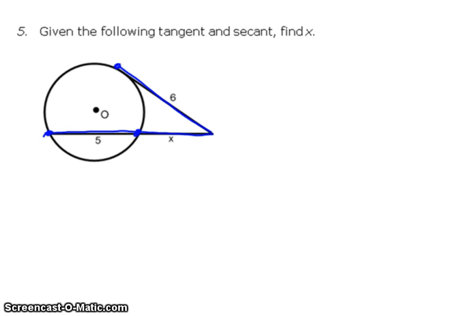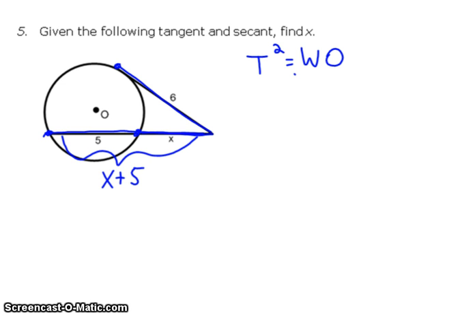Now, the formula that we had discussed in class throughout the week is T squared equals WO, which again stands for the tangent squared equals the whole secant times the outside, which is right here. Okay, now, first thing that you should do in your diagram is mark the whole secant, which would be x plus 5 or 5 plus x. We are adding in our diagram and then multiplying when we get to our formula.